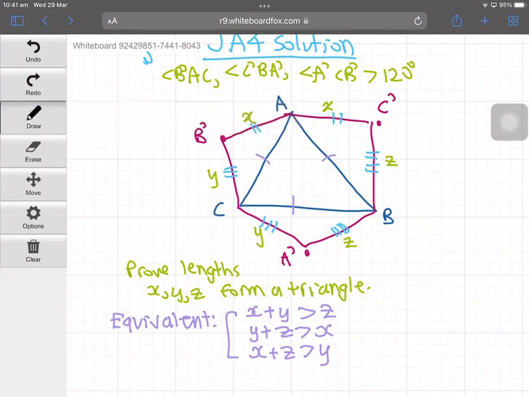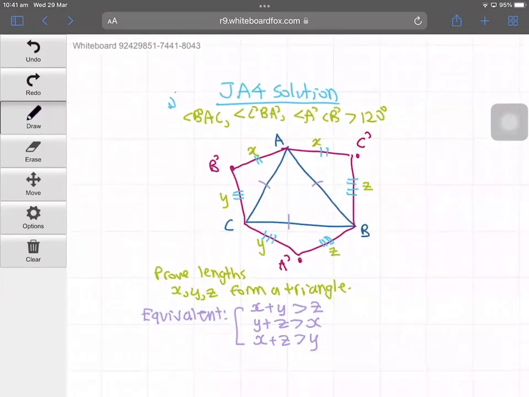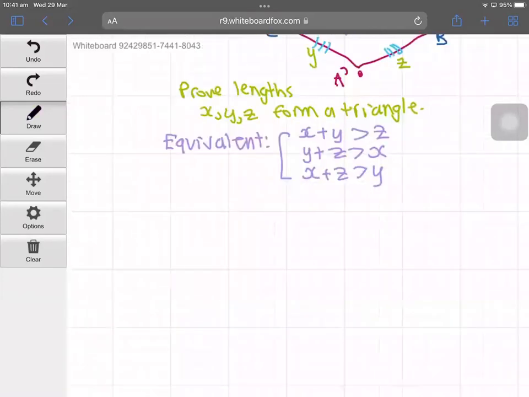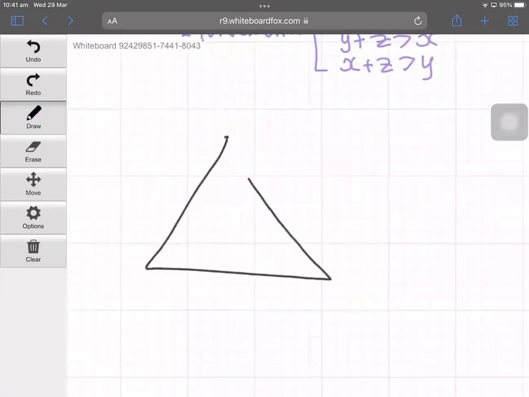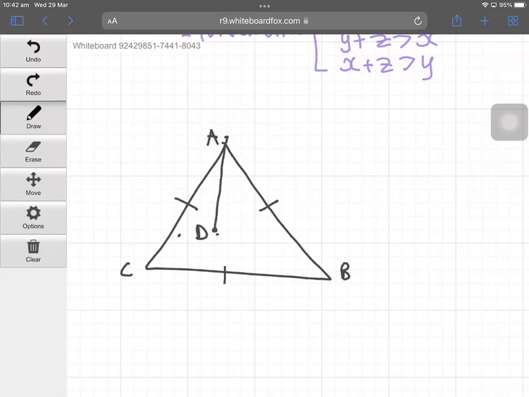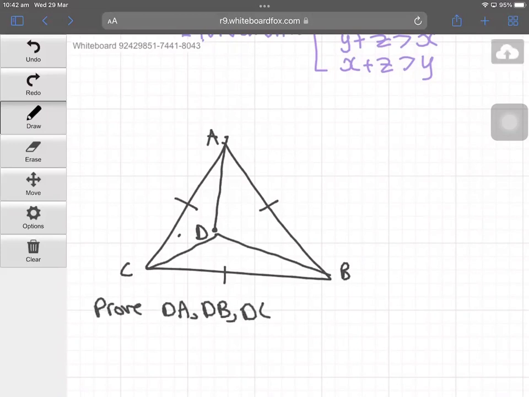And now we'll start by solving a slightly simpler question, which will help us to solve this question. The simpler question is an equilateral triangle ABC, and now there's a point D, any point D inside the triangle. And the question is to prove that DA, DB, and DC form a triangle.